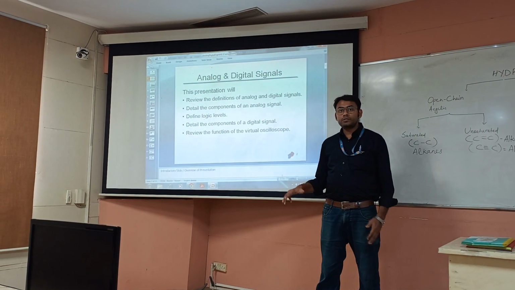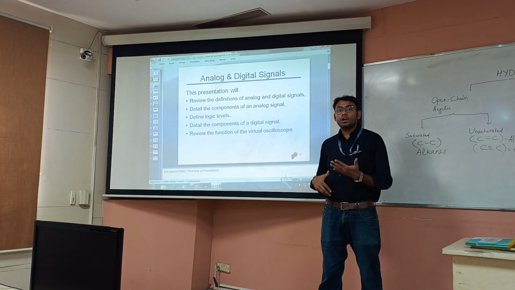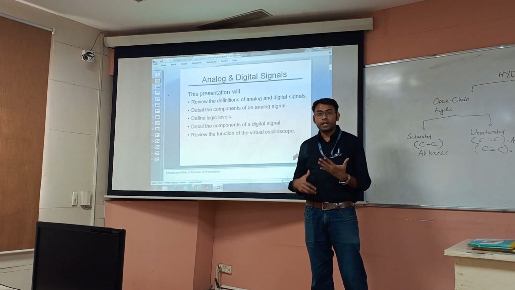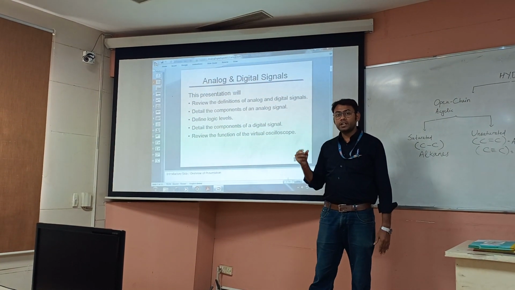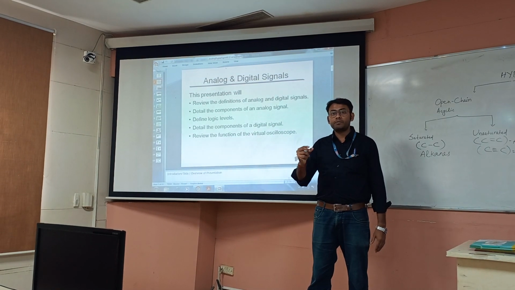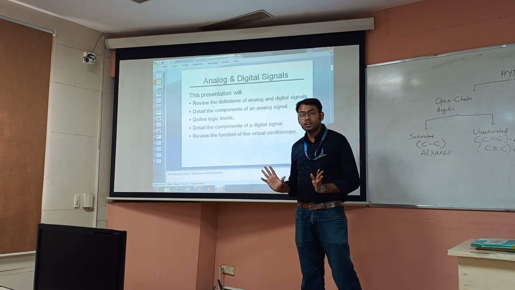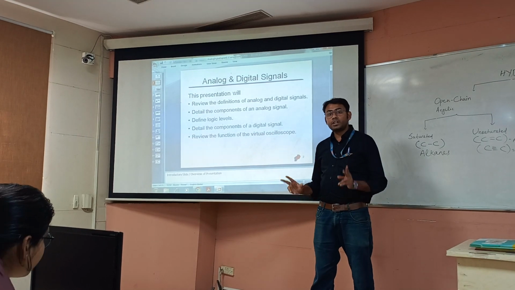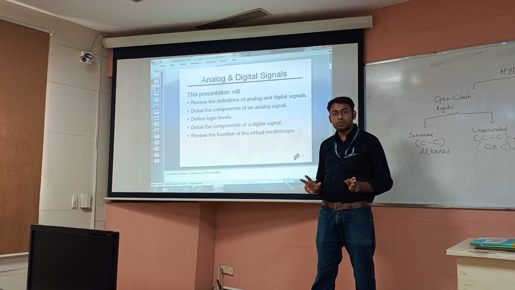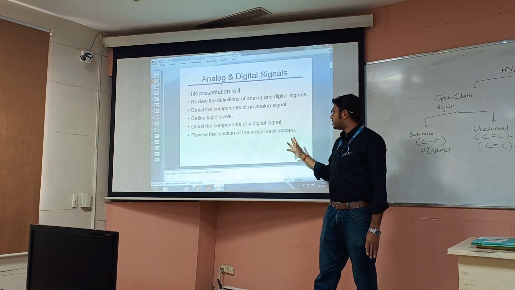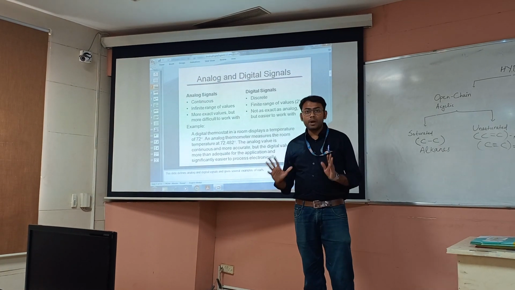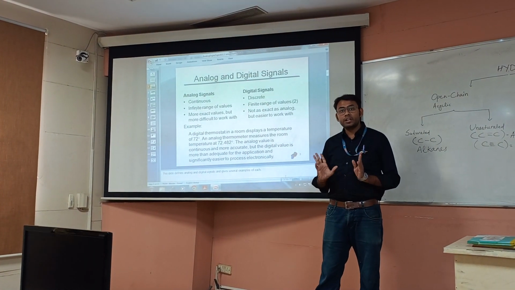As you all know, data is nothing but processed information. And what do you mean by the signal? It is some kind of information that is carried through some transmission medium, that is known as the signal. If we talk about signals, there are two types: one is the analog signal, another is the digital signal. So let's compare analog and digital signals.